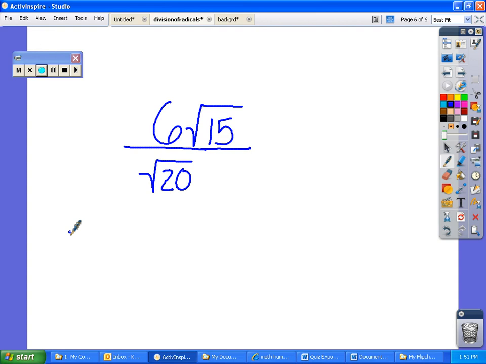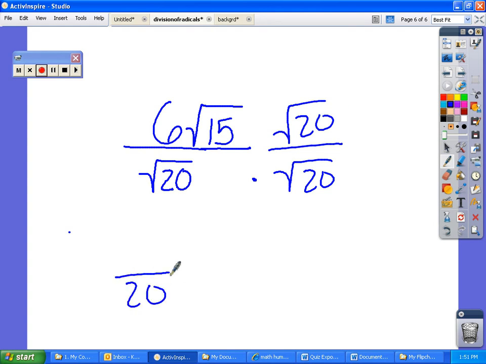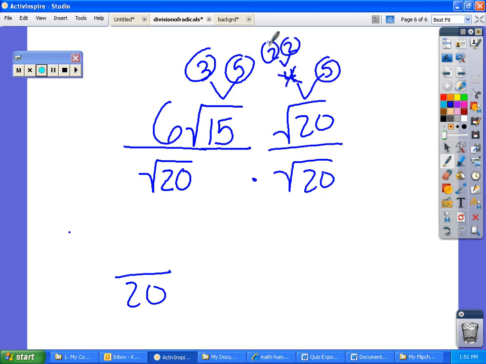Okay? All right. I'm going to multiply by the square root of 20 to get rid of the radical on the bottom. That leaves me with 20 on the bottom. Okay? I'm going to go ahead and factor 15. That's 3 and 5. I'm going to break down 20. That's 4 and 5. Break down the 4, 2 and 2. I have a pair of 2's that will join the 6. So 6 times 2. And I have a pair of 5's. And this 3 is by itself, so 3 stays home.